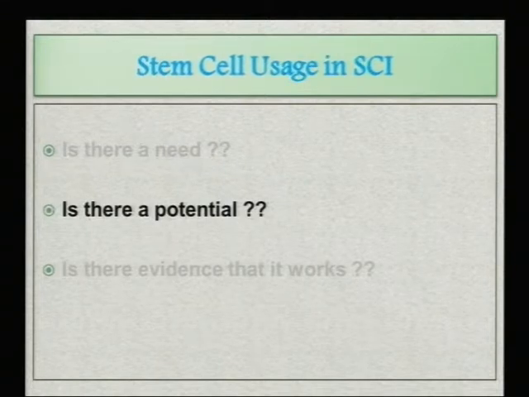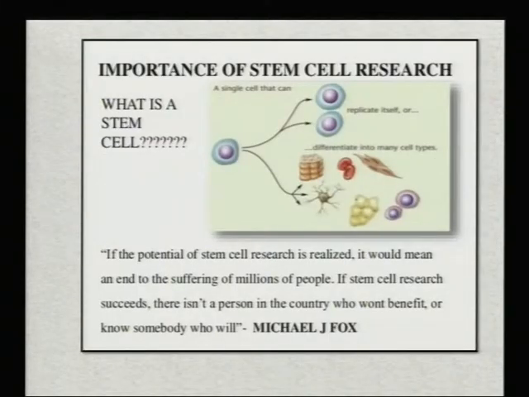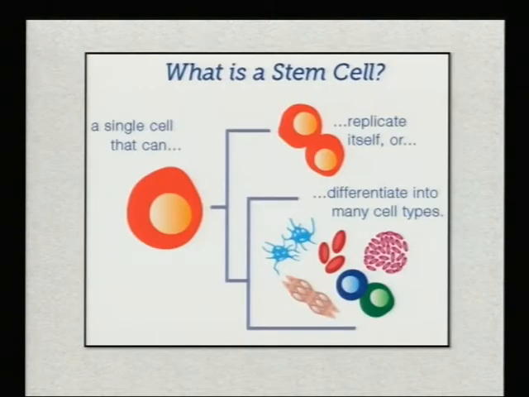Coming to the next question, is there a potential? Now, this would be very appropriately summarized by this statement from Michael J. Fox about stem cells in general. If the potential of stem cell research is realized, it would mean an end to the suffering of millions of people. If stem cell research succeeds, there isn't a person in the country who won't benefit or know somebody who will. So this is the potential of stem cell therapy per se.